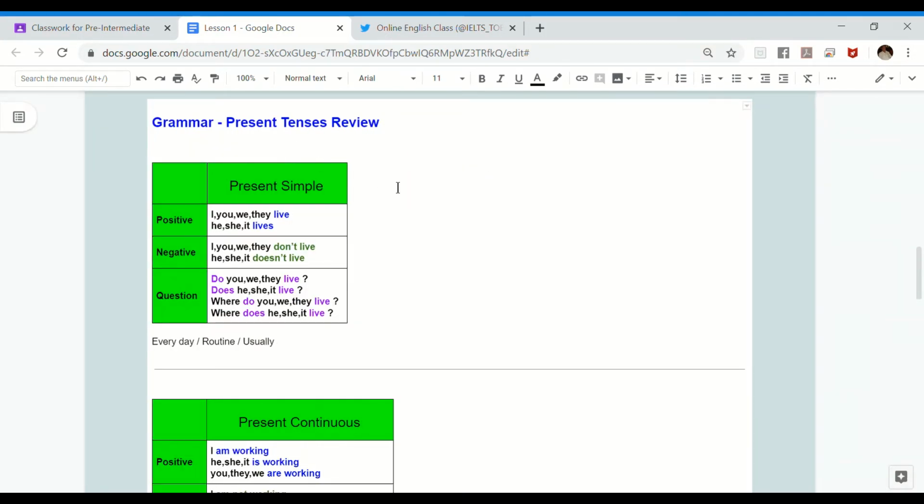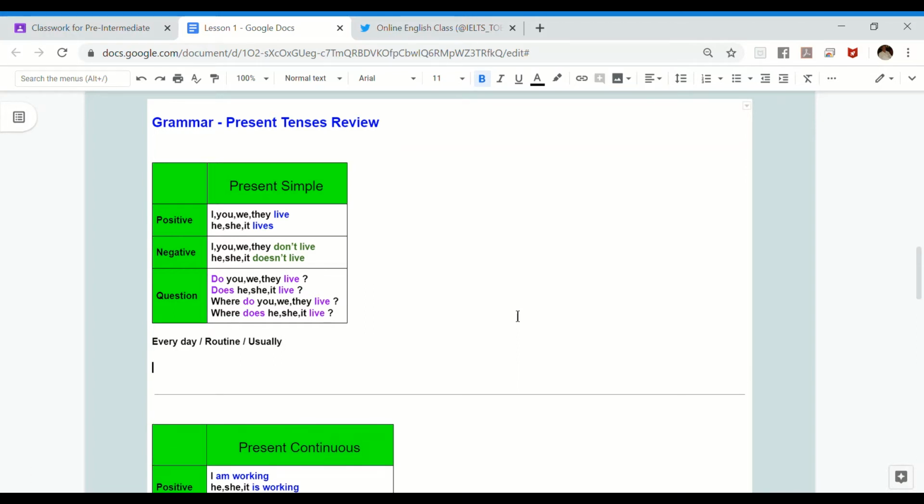Okay, let's move on to the grammar review. And for this first lesson, we're going to review a little bit of the present tenses. And we're going to start with the present simple. So, when do we use the present simple? We use it for things that are everyday, for routine, for things that usually happen.